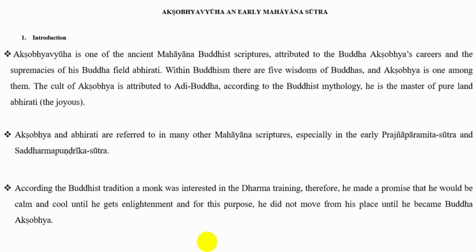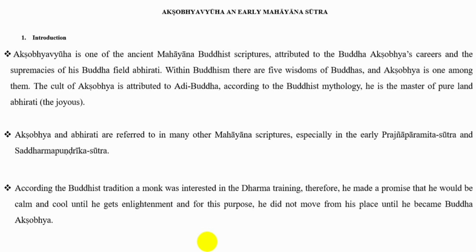Aksobhyavuha in Early Mahayana Sutra. Introduction. Aksobhya is one of the ancient Mahayana Buddhist scriptures attributed to the Buddha Aksobhya, his career and the supremacies of his Buddha field Abhirati. Within Buddhism, there are 5 wisdom Buddhas, and Aksobhya is one among them. The cult of Aksobhya is attributed to Adibuddha. According to Buddhist mythology, he is the master of the Pure Land Abhirati.